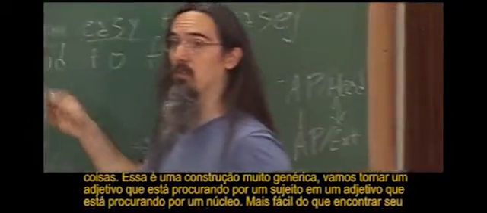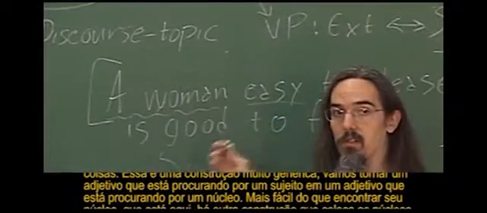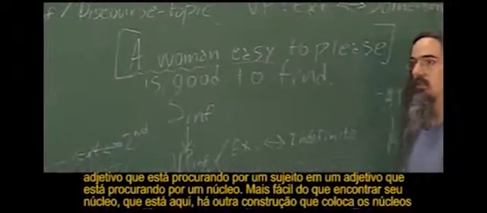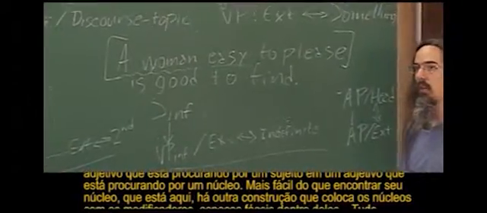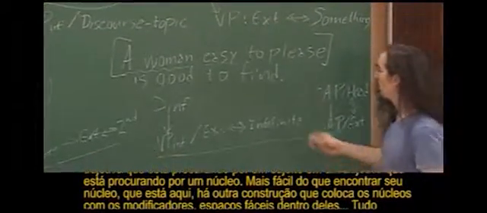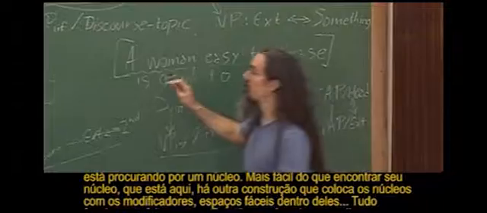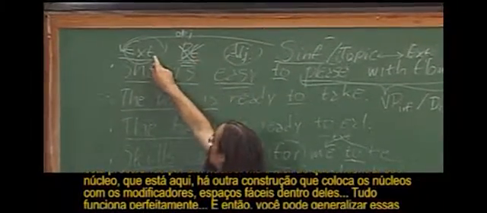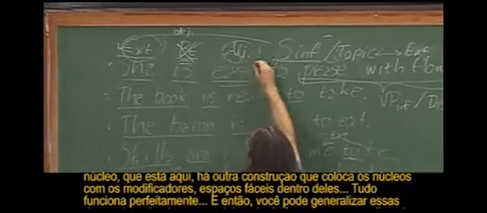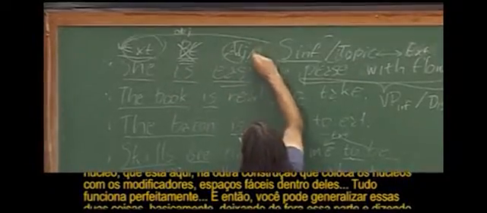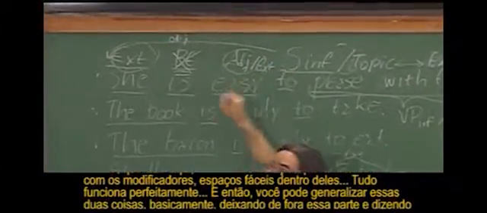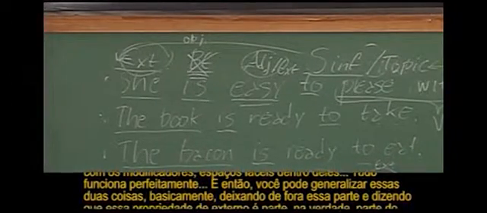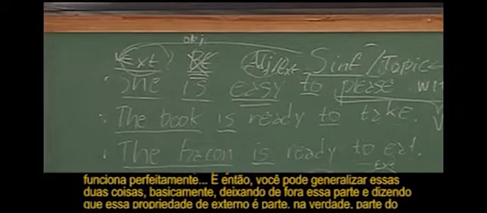There's another construction that puts heads together with modifiers. Easy slots into it. Everything works great. And then you can generalize over these two things by basically leaving this part out and saying that this external property is actually part of the adjective. Okay? So the adjective is looking for an external.